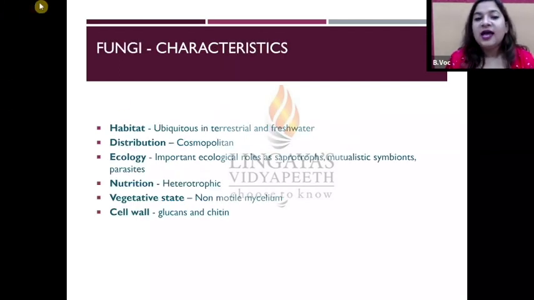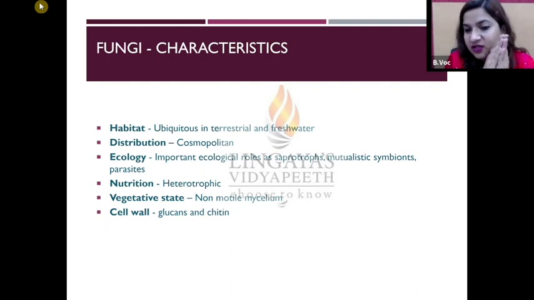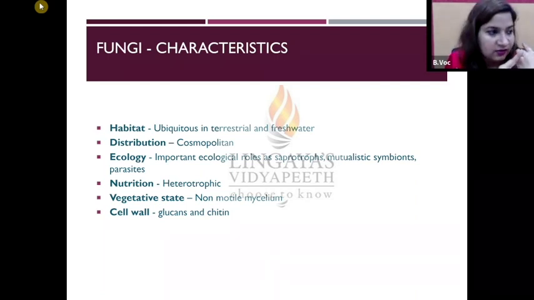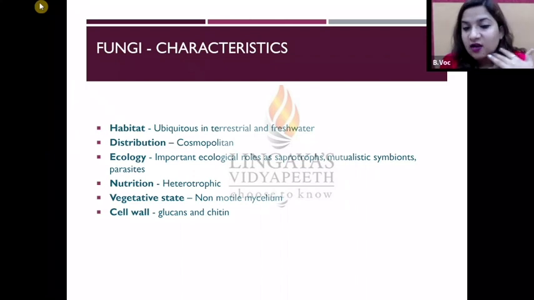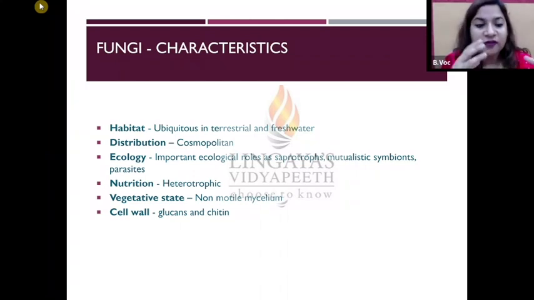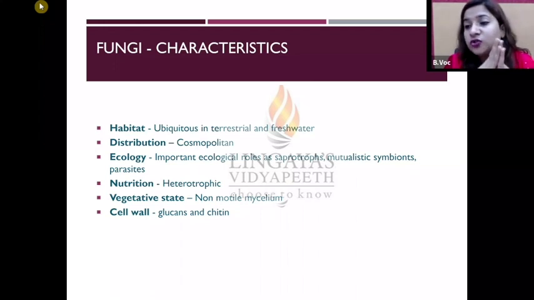Now talking about the characteristics or properties of the fungi. If we talk about the habitat of the fungus, they are ubiquitous. They appear in terrestrial areas, such as land, and in fresh water also. If we talk about distribution, their distribution is cosmopolitan. They are everywhere. All right.